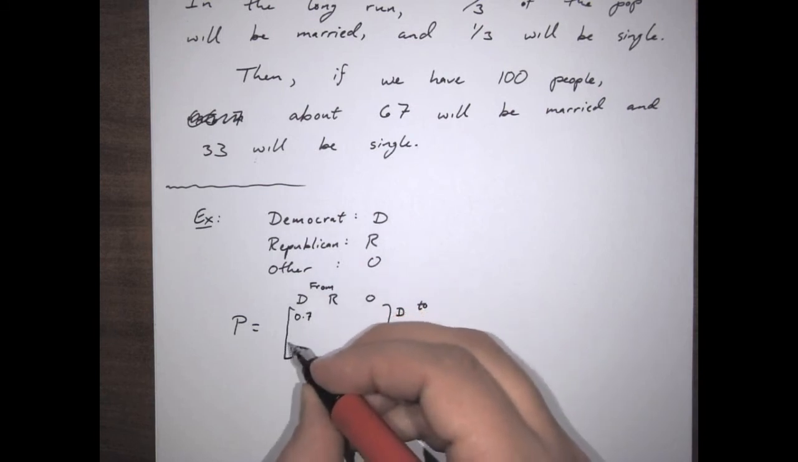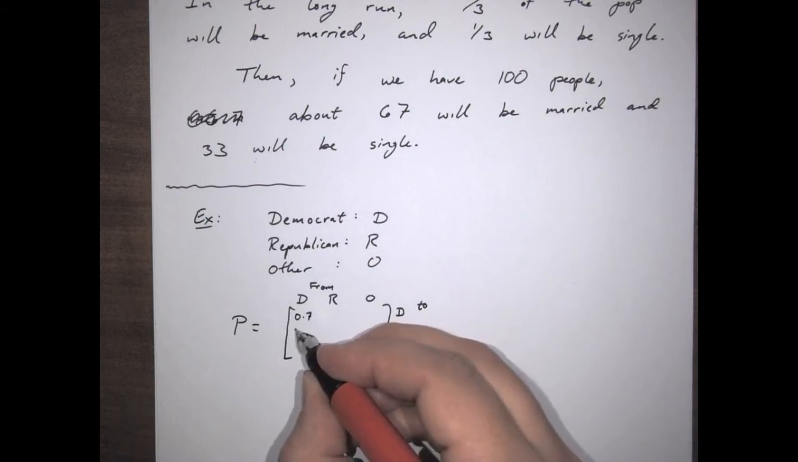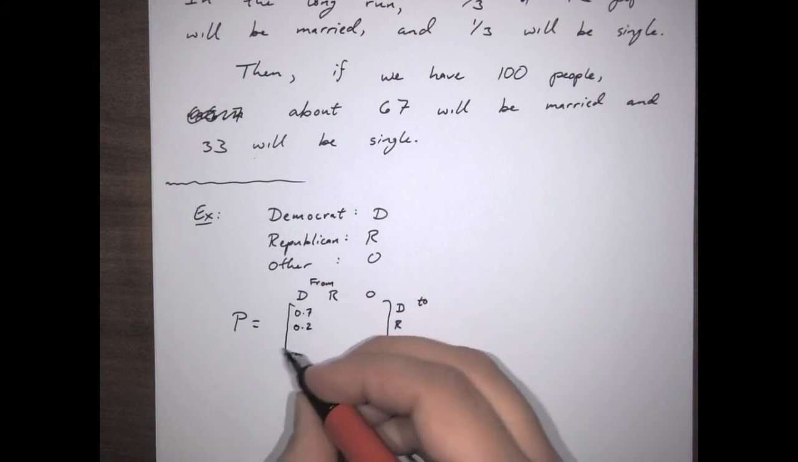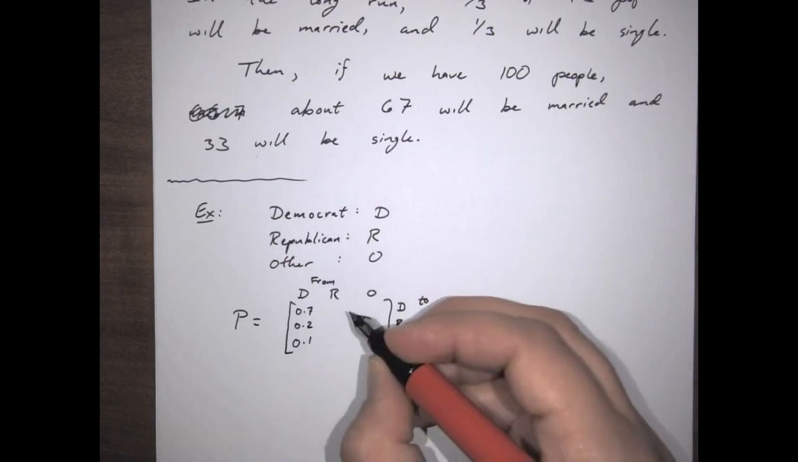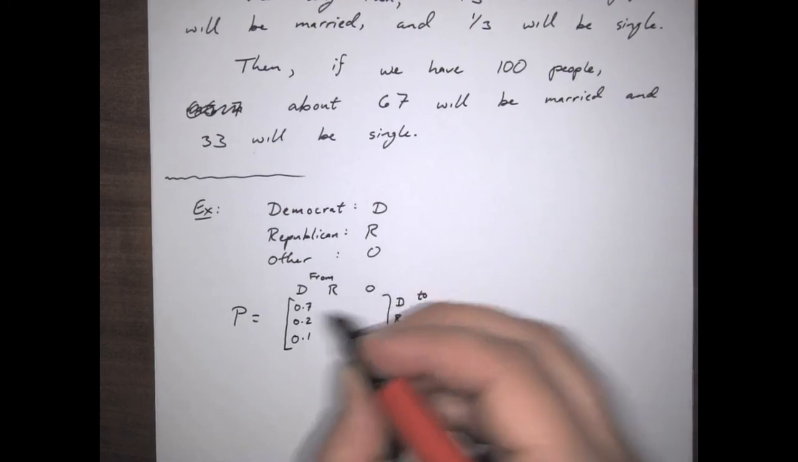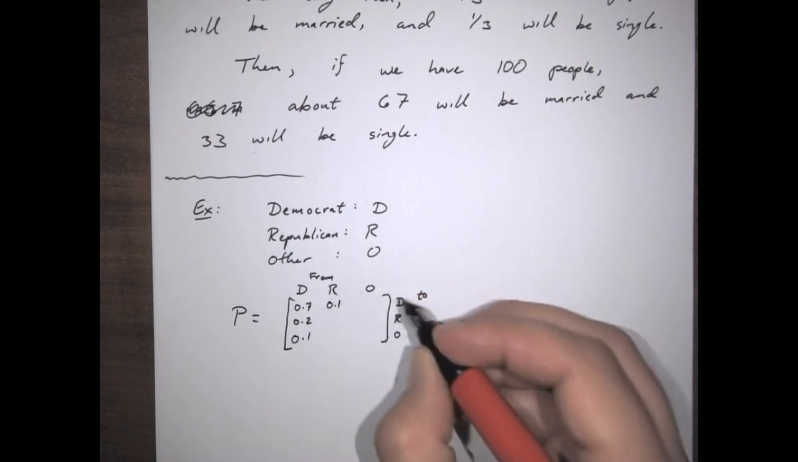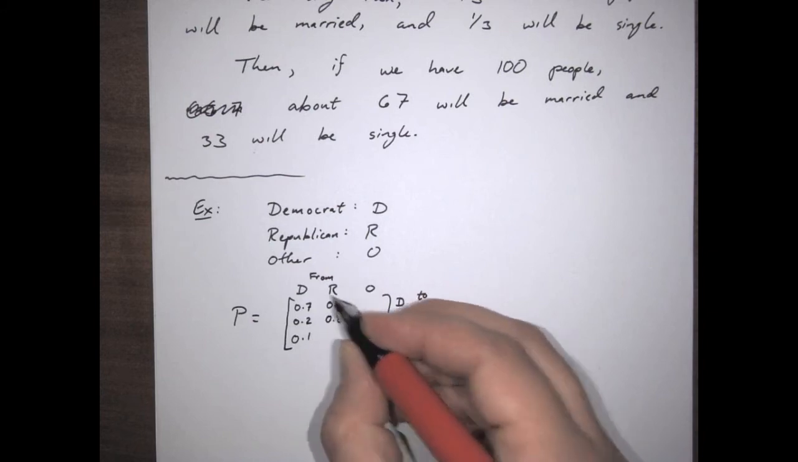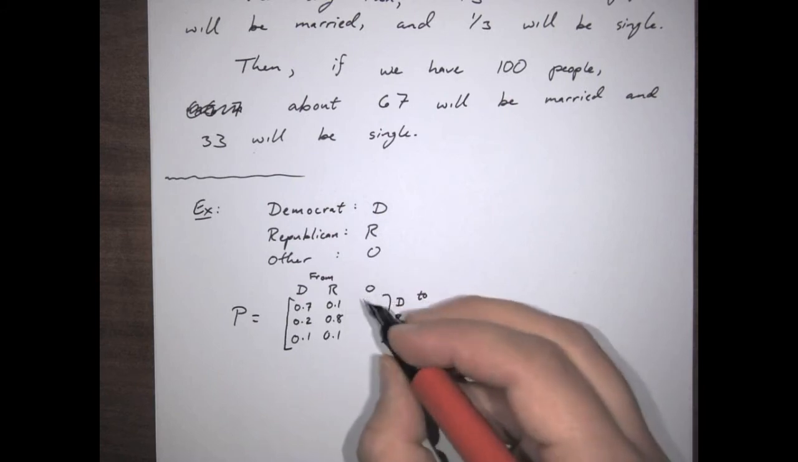So that means 70% of those who voted Democratic in one election will vote Democratic again the next election. Let's say 0.2. That's going from Democratic to Republican. And 0.1, that's going from Democratic to voting for some other candidate. And then let's say for Republican, let's say 10% will go from Republican to Democrat. Let's say 80% will go from Republican to Republican, so in other words, stay. And then let's say 10% Republican to other.